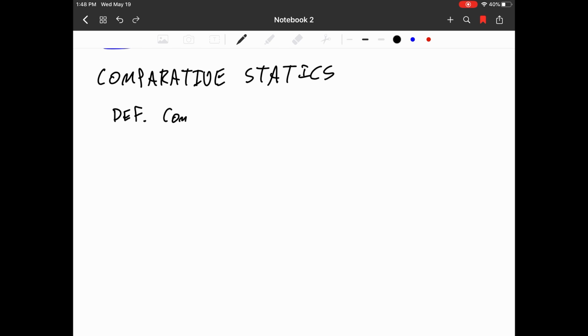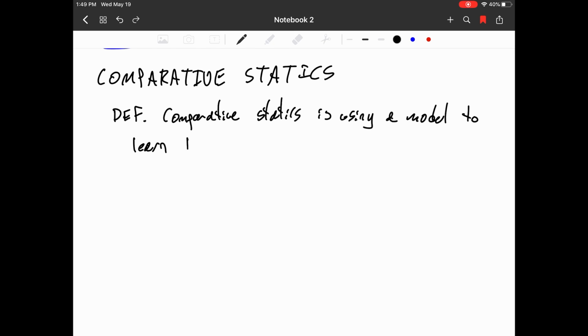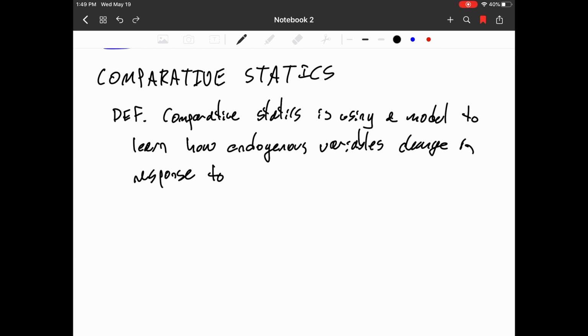Comparative statics is using a model to learn how endogenous variables change in response to shocks in exogenous variables. Okay.